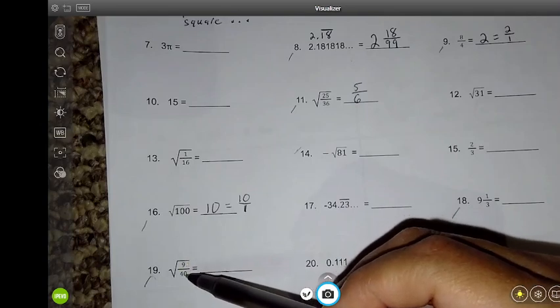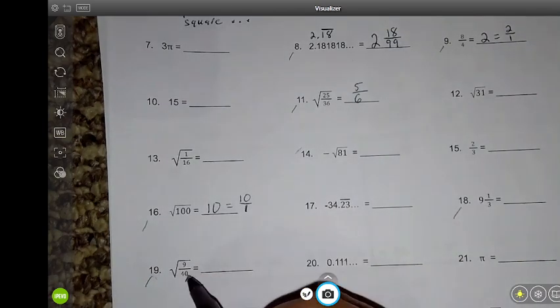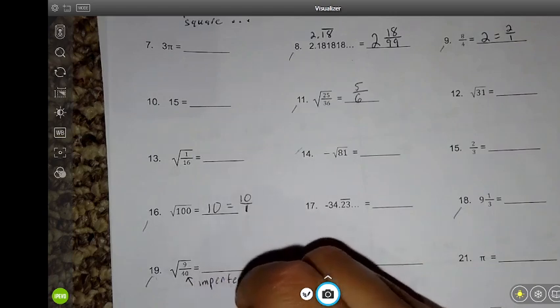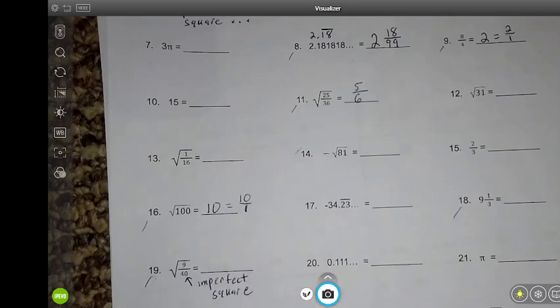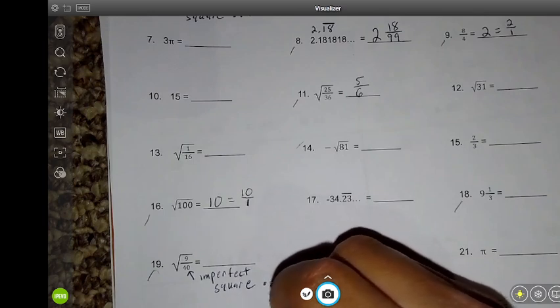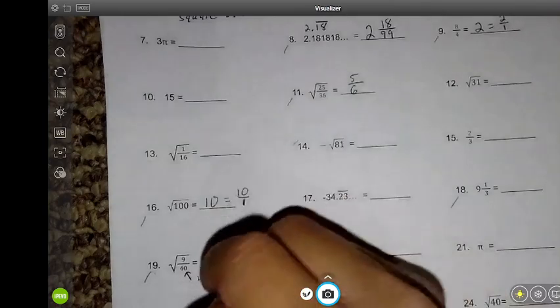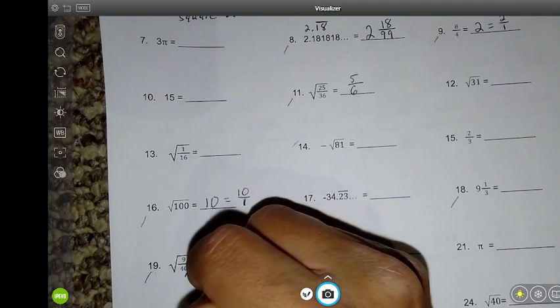Square root of 40 is not. Square root of 40, we have a square root sign and we have an imperfect square. Since we have an imperfect square, we're going to have a non-terminating, non-repeating decimal number that goes on infinitely. It's going to have three dots with no repeating decimal numbers. Since this one has an imperfect square, we cannot write a fraction out of it. So this one is not possible.